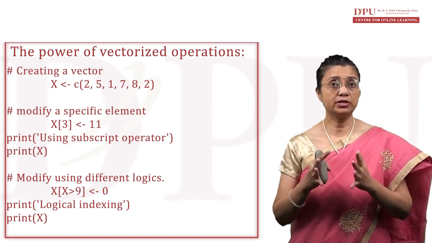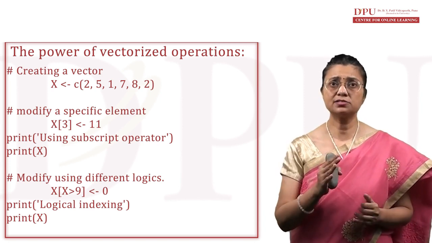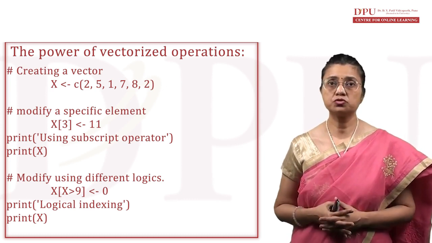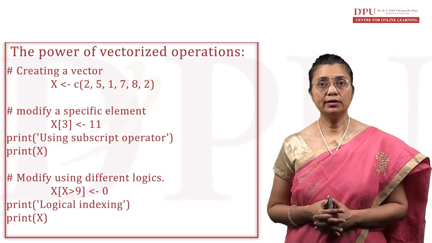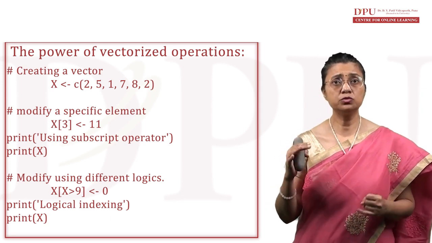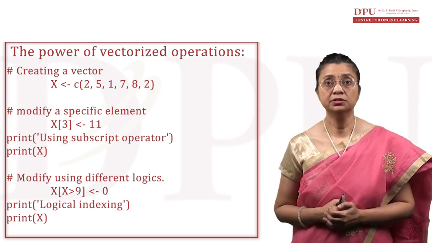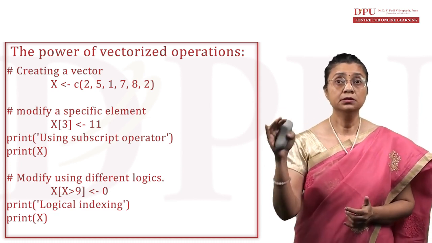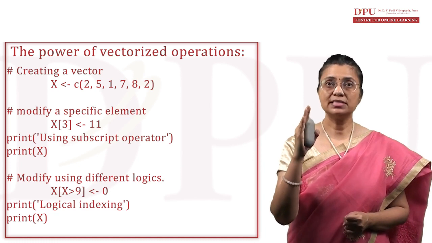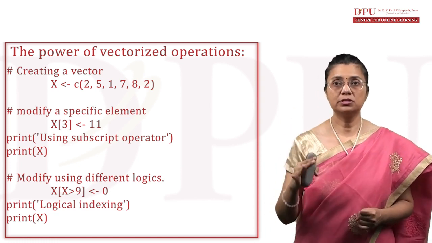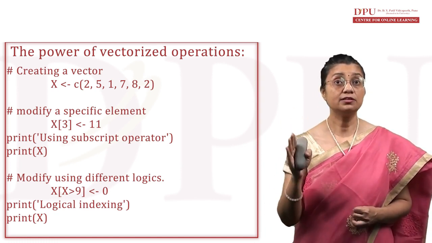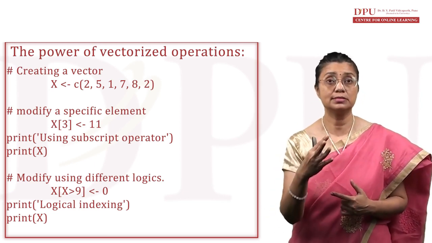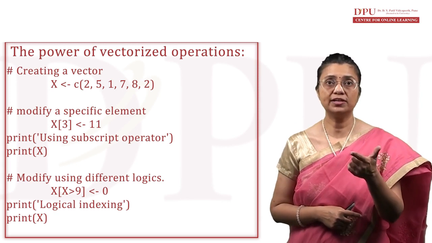Let's say x3. So I'm writing x3 equals 11. So what will happen? Automatically 1 will be changed to 11. You can see over here when I print x using the subscript operator, the original data was 251782, but in the output it is 2511782. So 1 has been replaced with 11. So that is the catch you have to understand, that a particular value can be changed.